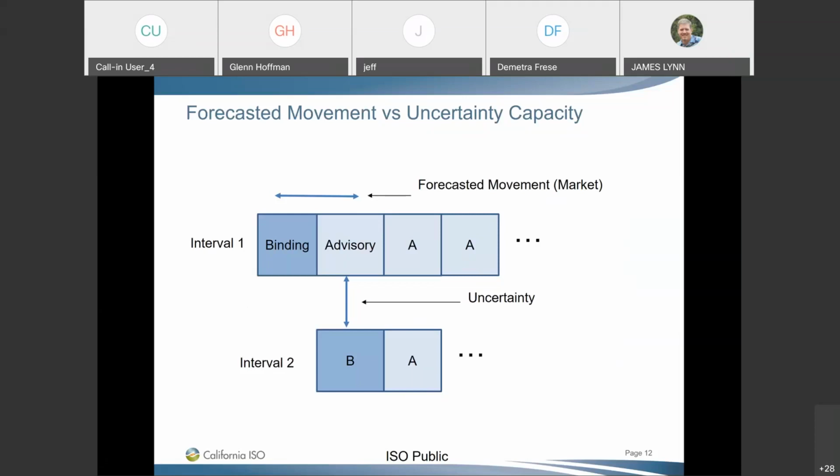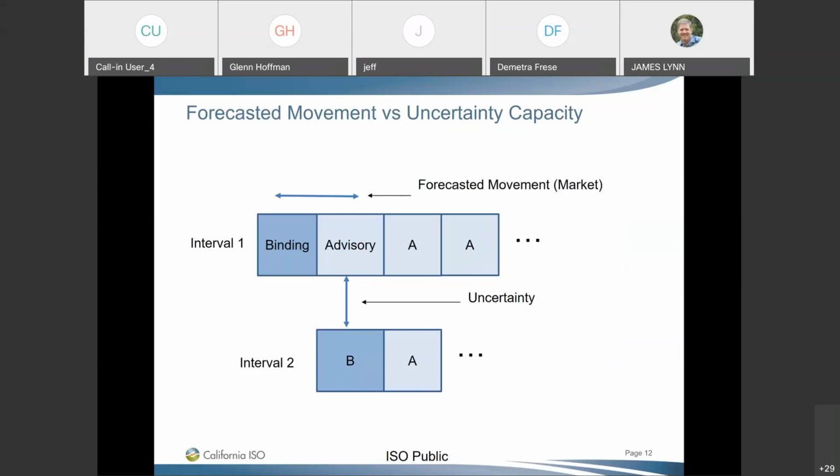Now, as you can see, that has to go from advisory to binding. That's the uncertainty. I'm predicting you're going to be needed for that resource to be at 115, but once we get to that interval, I see that, no, I should have held you at 100. So now I have to go out and buy 15 megawatts of uncertainty. And then we're predicting what that is based on historic.